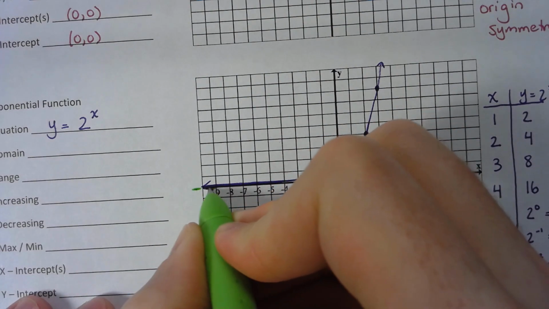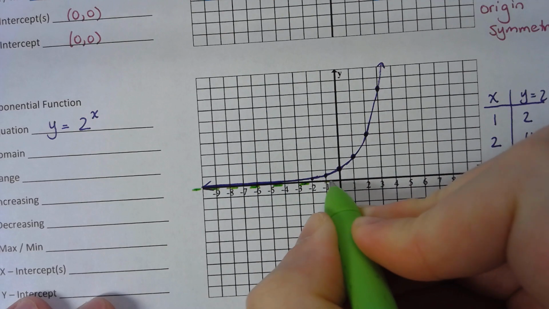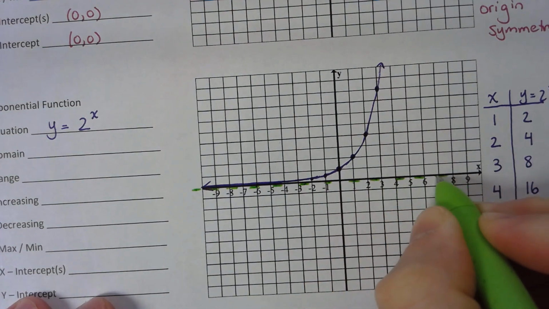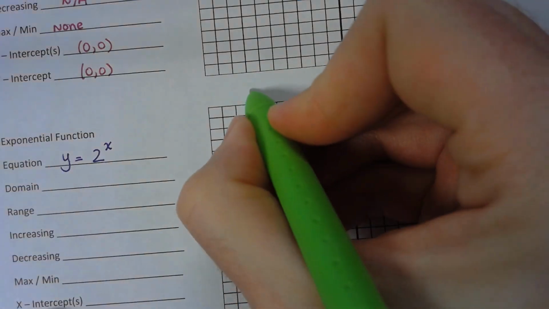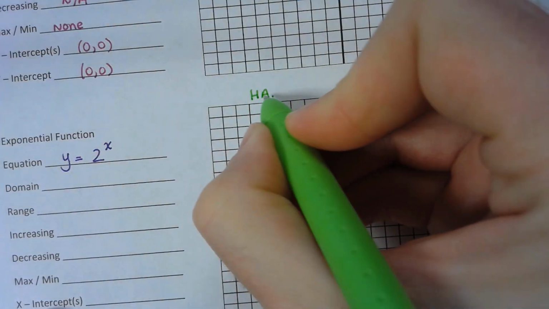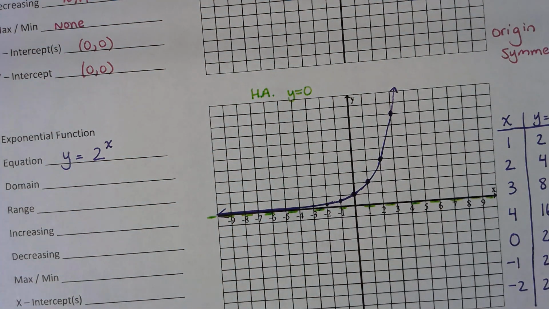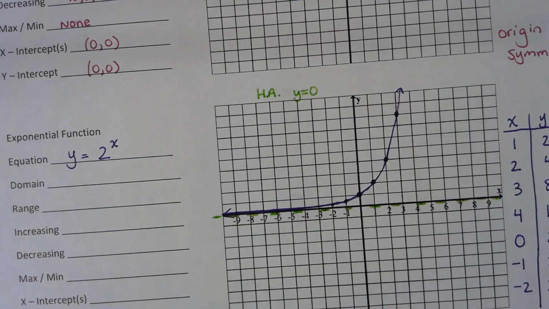Hopefully you remember from part 3 we talked about asymptotes. This function has an asymptote at y = 0. It has a horizontal asymptote at y = 0. So it gets closer and closer to that line y = 0, but never quite touches it. This gets really close.